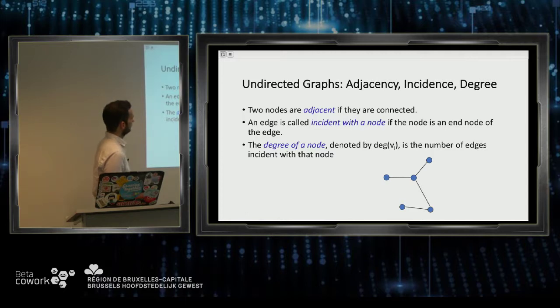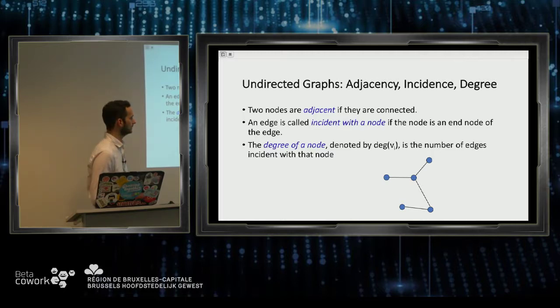An edge is called incident with a node if the node is an end node of the edge. So, for instance, this edge now is incident to this node, because it's connected to this node. Or this node is an endpoint of this edge. And the degree of the node, denoted by this notation here, is the number of edges incident to that node.